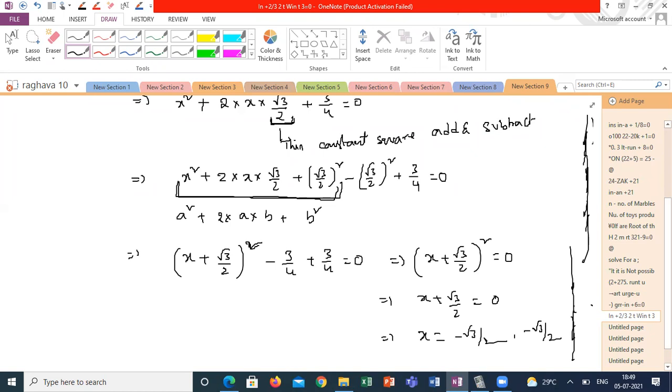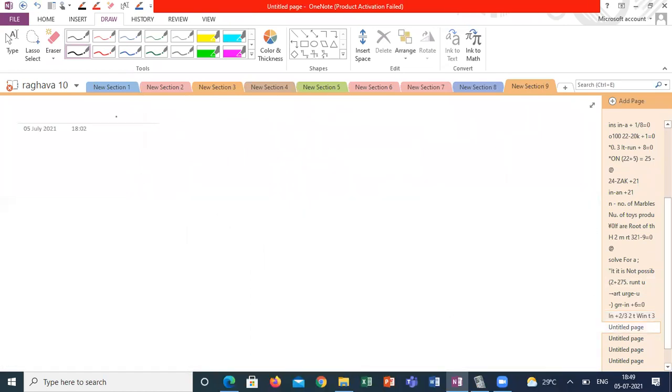Five x square minus six x minus 2. First, before going to this question, I have one question. Five x square minus six x minus 2 is equal to 0. Why am I asking you to learn the completing the square method? Is this question possible by the factorization method?